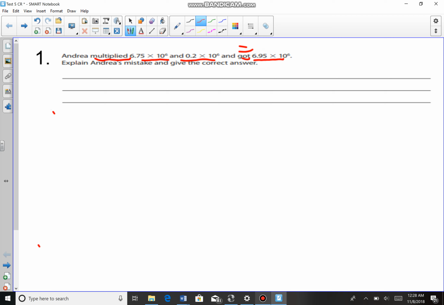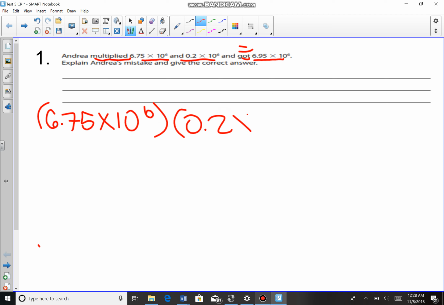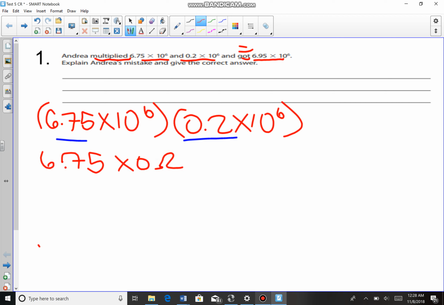So one of the things you can do is 6.75 times 10 to the 6, parentheses, parentheses again, 0.2 times 10 to the 6, and punch this all in our calculator. Or if you remember the steps of multiplication with scientific notation, we have to multiply first the initial factors. So 6.75 times 0.2, and then we bring down our powers of 10.